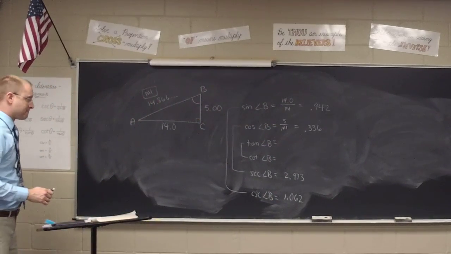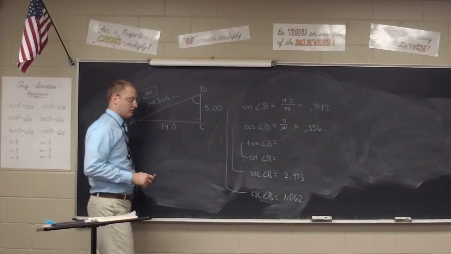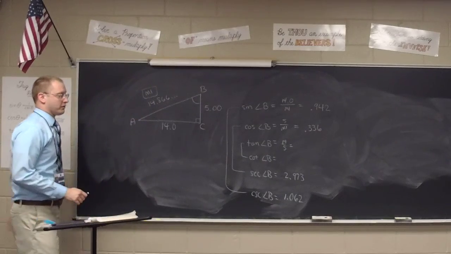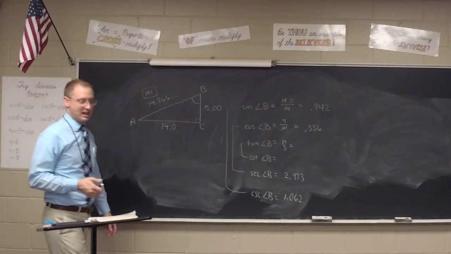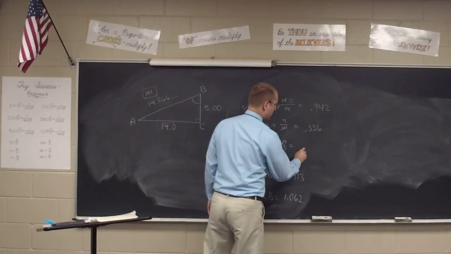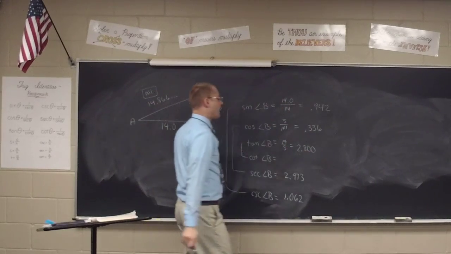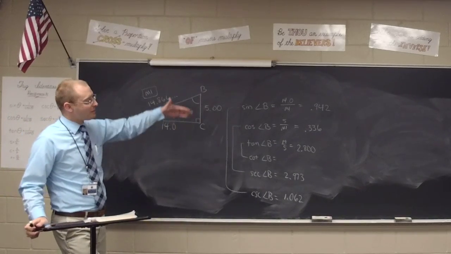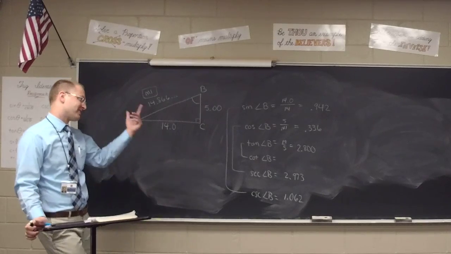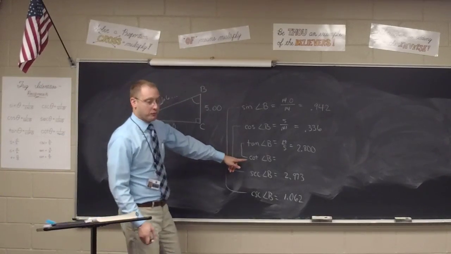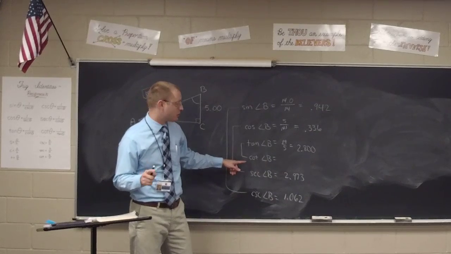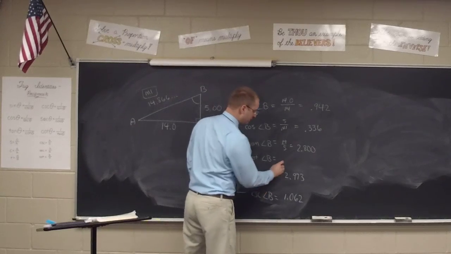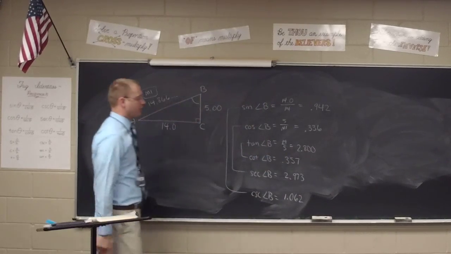And then we're ready for the tangent. Tangent's whatever over what? Opposite. What's the opposite? 14. Adjacent? 5. So we're going to do 14 over 5, which is rational. You could leave the 14 over 5, or you could plug it into the calculator and get 2.800. But if you're going to make things decimals, do them all decimals. So there we go. Now, we know the cotangent's 5 over 14, but I'm not going to put that in the calculator. I'm going to hit the reciprocal button to get the cotangent. 0.357.